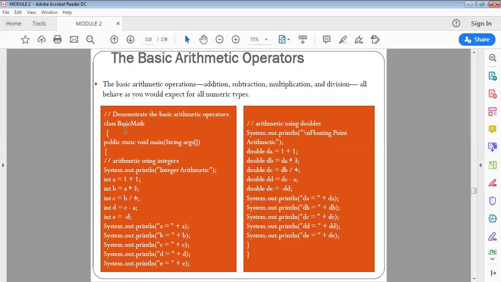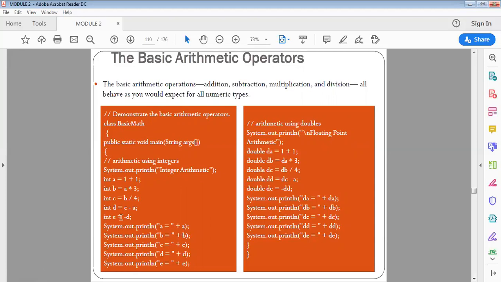First we take the class name. The class name is basic math, which contains a main function. As I've already told, the class name should be the same as the file name you give. So the class name here is basic math, and the file name should be basicmath.java. Inside that you have a printf statement, integer arithmetic. Now you have the declaration and initialization of all the variables, and finally we are printing.